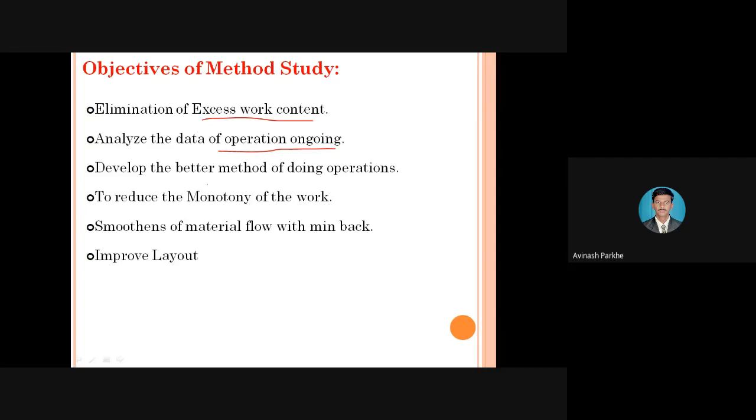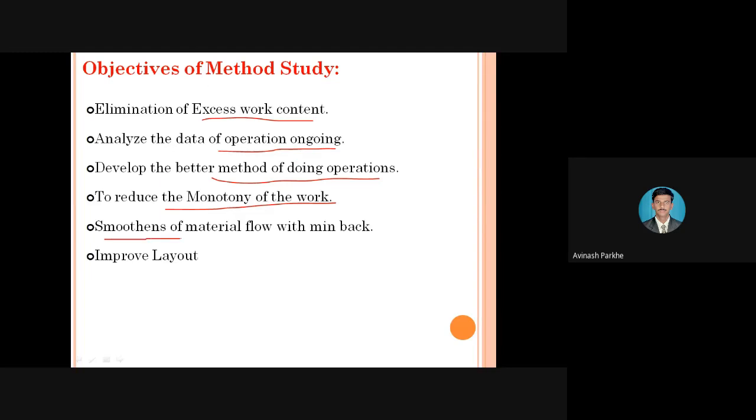Then develop a better method for doing the operation. In order to develop the most economical and easier method, method study plays a very important role to reduce the monotony of the work. Monotony of the work means repetition. If the same movement is taking place in that particular process, whatever monotony of the work is there can be reduced by implementing the concept of method study.